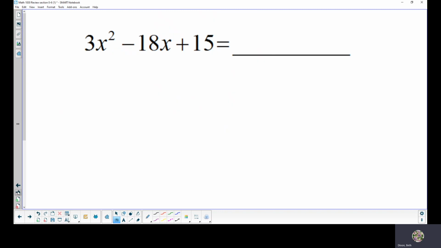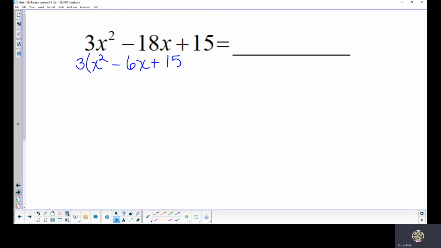Next, we have 3x squared minus 18x plus 15. The first thing we should see is that we have a common factor of 3. 3 goes into 3, 3 goes into 18, and 3 goes into 15. So I'm going to factor out a 3. Notice we do not have a common factor of x. There's not an x that's common all the way through.